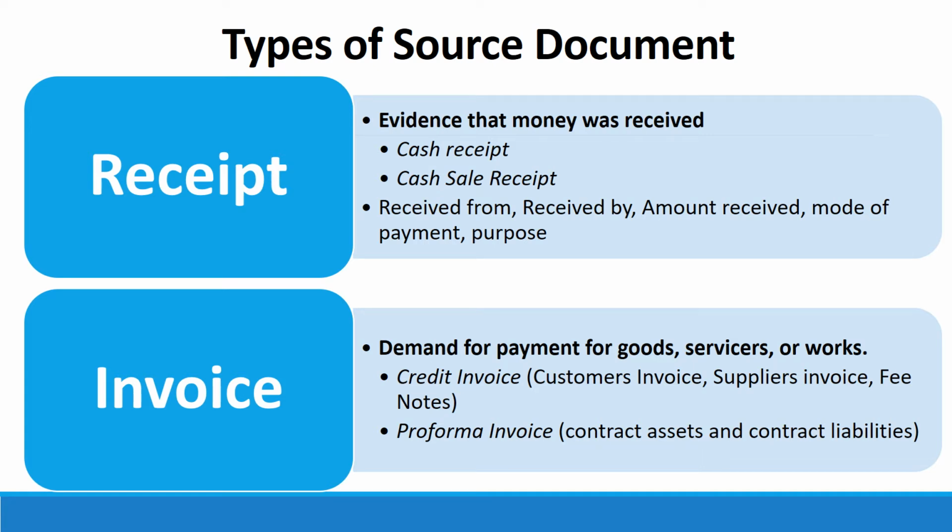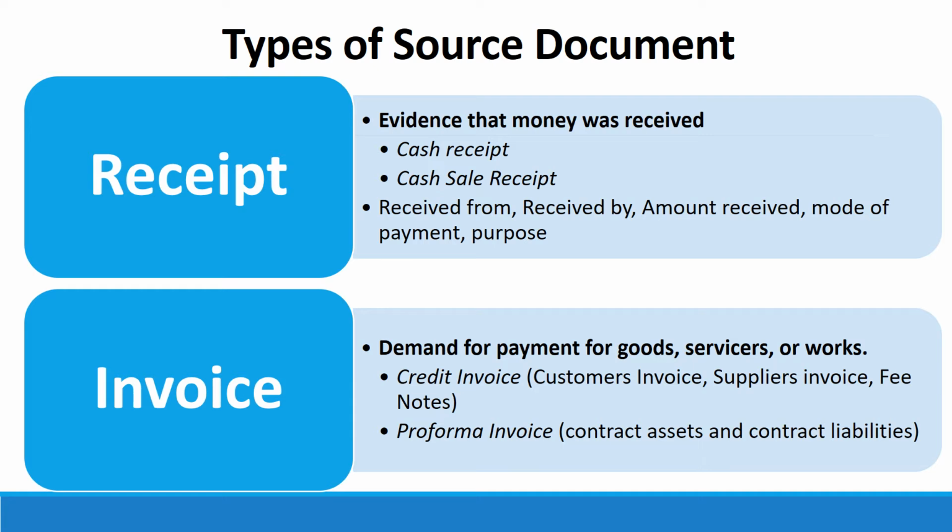A receipt should document the person who received the money, the person who paid the money, the amount received, the mode of payment, and the purpose for the money. There can be two types of receipts: a cash sale receipt that documents receipt of cash and the sales, and a cash receipt.